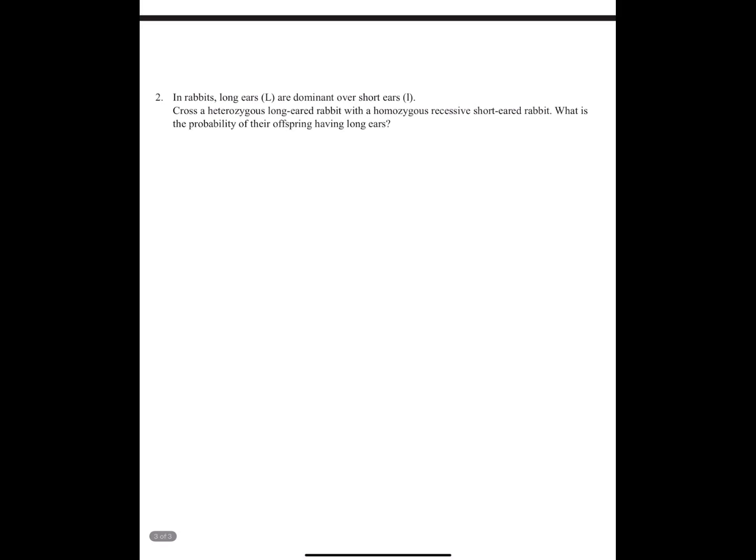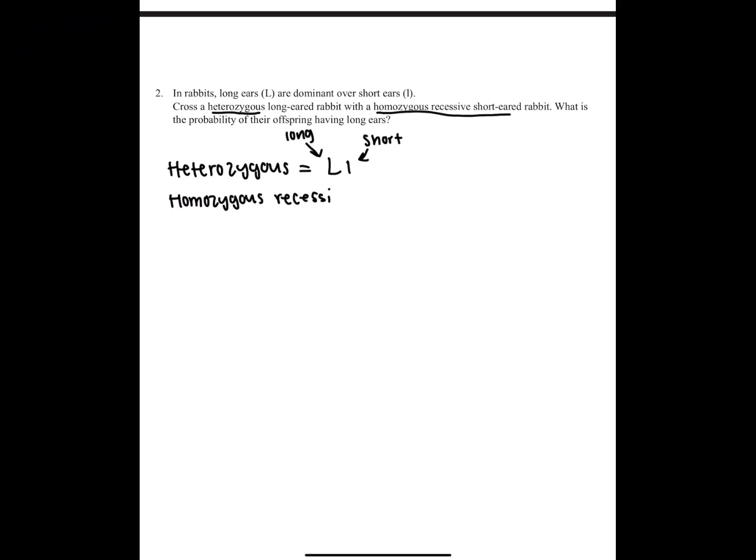So the second question says, in rabbits, long ears are dominant over short ears. Cross a heterozygous long-eared rabbit with a homozygous recessive short-eared rabbit. What is the probability of their offspring having long ears? Okay, so if we have a parent that is heterozygous, that means that we're going to have a capital letter and a lowercase letter. In this case, we are using L's, so it's going to be capital L and lowercase l. We also know that we have a homozygous recessive parent, which means that both of the alleles are going to be lowercase l. Therefore, our cross is going to be capital L, lowercase l, times two lowercase l's.